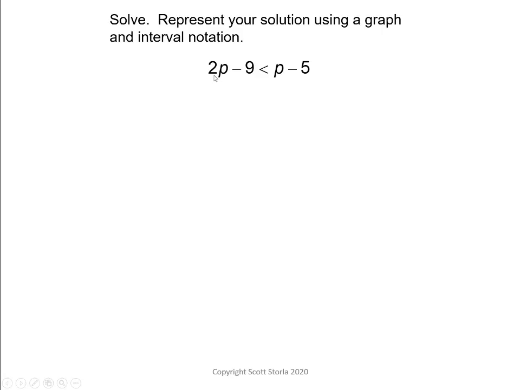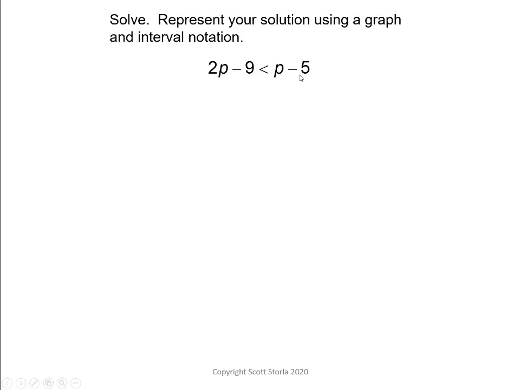And the reason for that is, if I subtract p from both and get positive 1p, then I don't have to worry about dividing by a negative number. I don't have to worry about changing the inequality symbol. On the other hand, if I subtract 2p from both sides, I'm going to have a negative 1p on the right. Then I am going to have to worry about changing the inequality symbol when I divide.